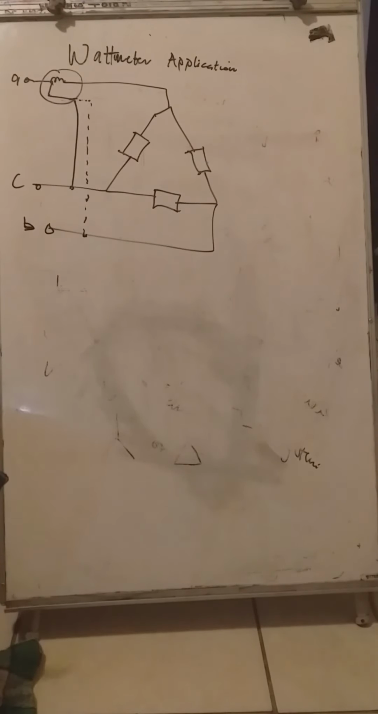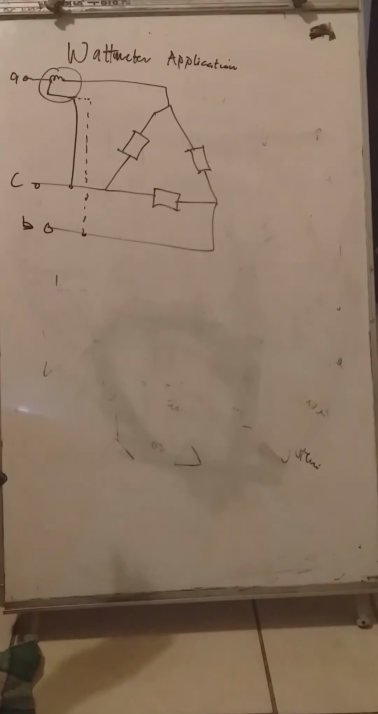That is, the voltage coil is connected alternately between the line and the other two lines. The total power is then determined from the two readings on the wattmeter. And that is how to determine, using the single wattmeter method, the power in a delta connected system.